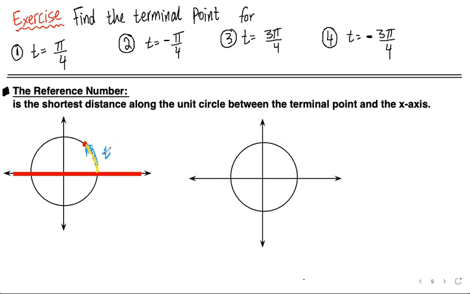So this means my T is exactly my terminal point, so this is exactly equal to my reference number. Here the reference number I'm going to define as T bar. So T here is the same as T bar, because the smallest distance from this point to the x-axis is the same as T.